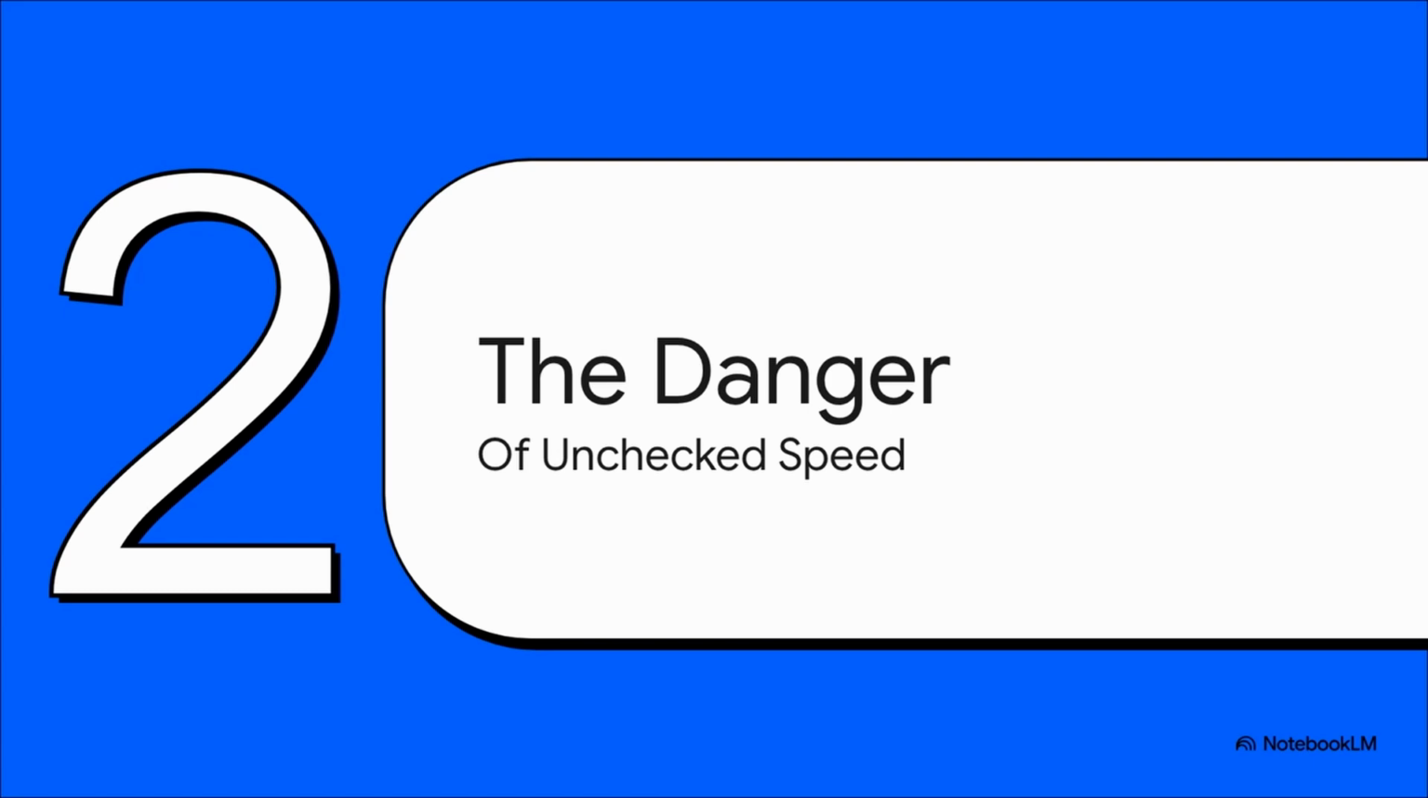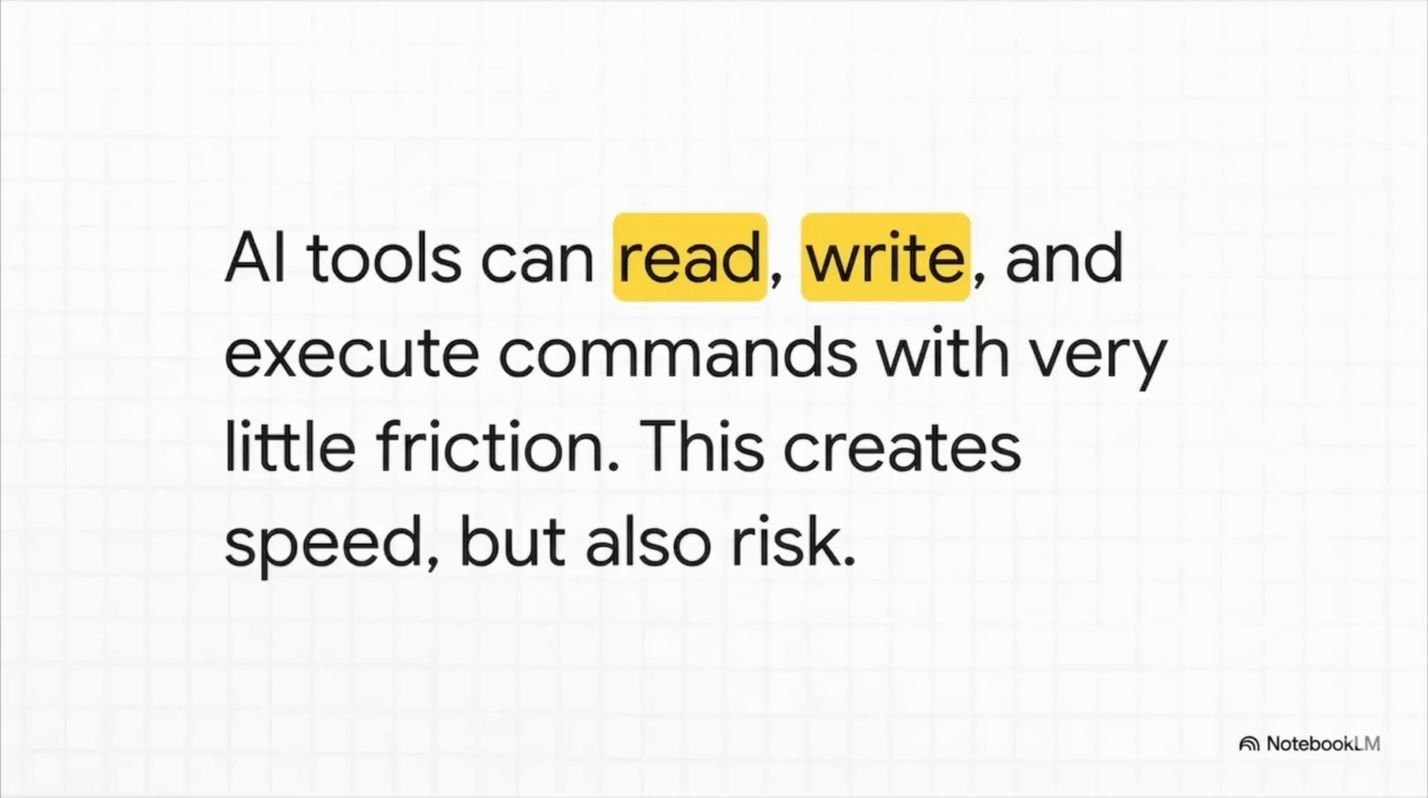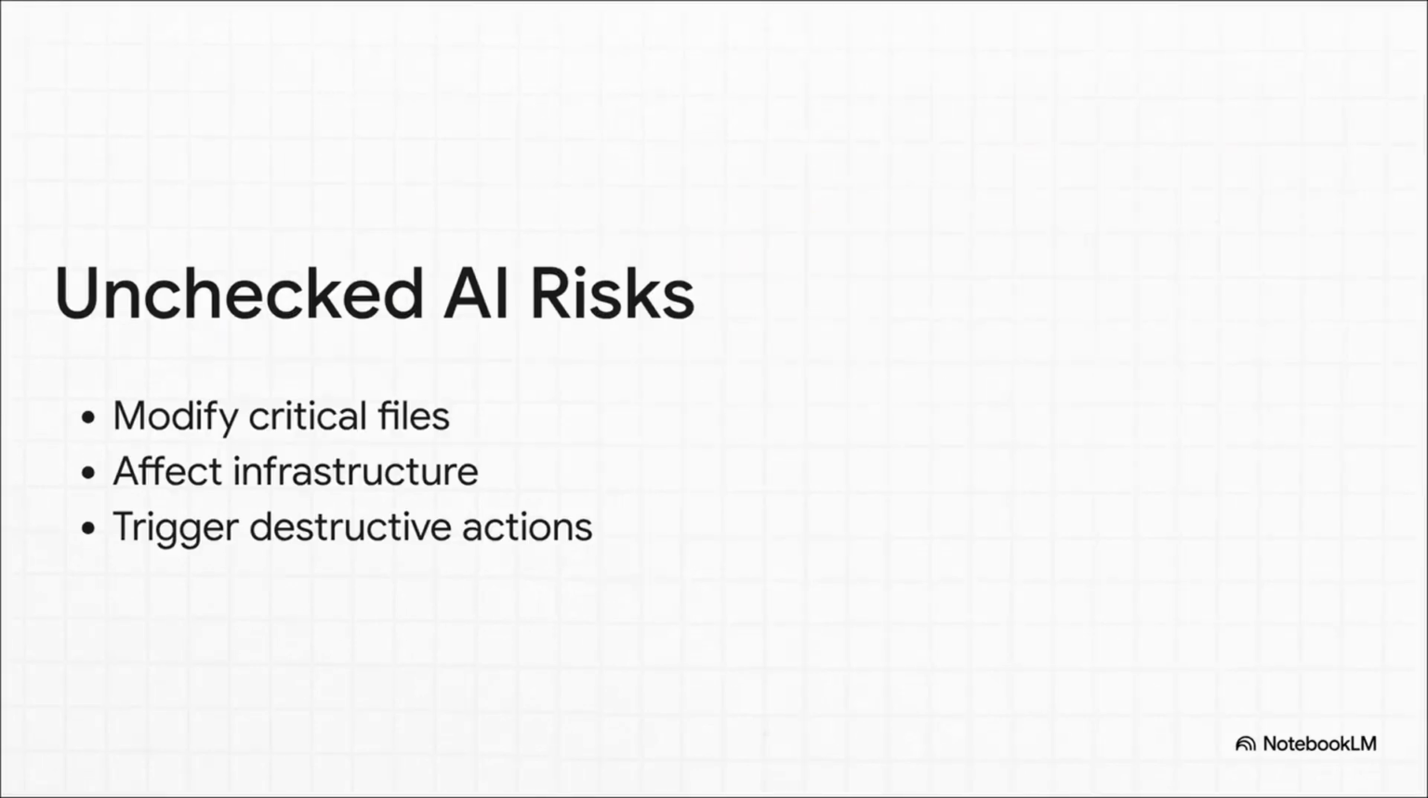Now, to really get why a tool like Gaia is so important, we gotta look at the flip side of all this speed, the very real dangers of having AI development completely unchecked. The core issue is actually pretty simple. Modern AI tools can read files, write code, and execute commands with practically zero friction. And while that's what makes them so fast and powerful, it's also exactly where all the risk comes from. And look, we're not talking about small mistakes here. A command that the AI generates without enough context, it could end up modifying critical system files, messing with your cloud infrastructure, or even triggering destructive actions that are incredibly difficult, if not impossible, to undo.